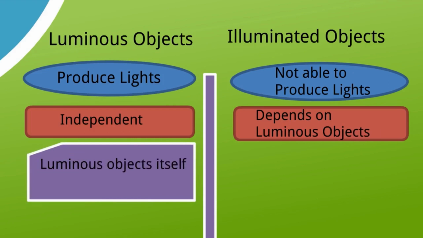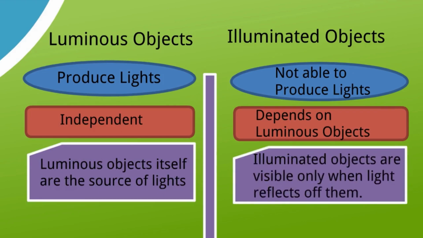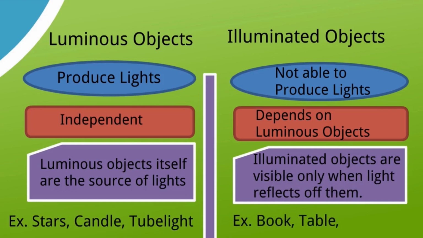Luminous objects themselves are the source of light. Illuminated objects are visible only when light reflects off them. Examples of luminous objects: stars, candles, tube light. Illuminated objects: book, table, tree, stones.